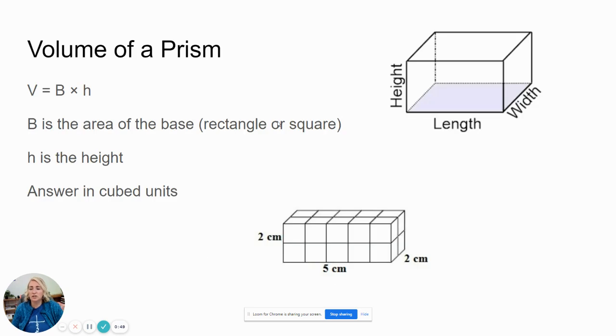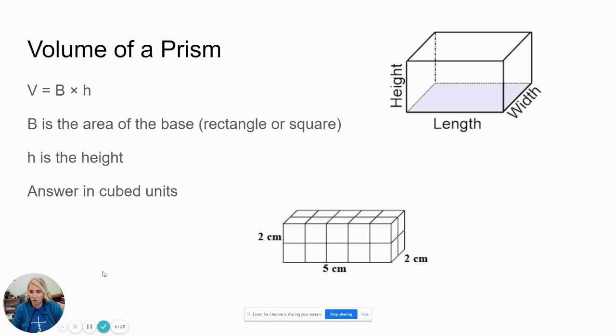Okay, so we're going to start with just regular prisms, and you'll notice that volume is the big B times H, and the big B is just the area of the base. So it's usually the area of a rectangle or square, which is length times width, and then times the height. Okay, and then your answer is always going to be in units cubed. So inches cubed, centimeters cubed, feet cubed.